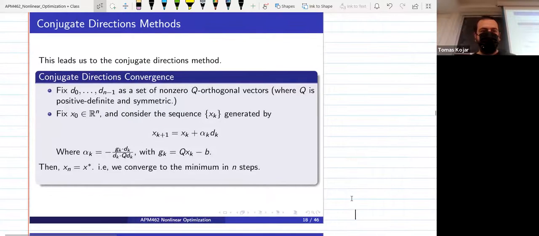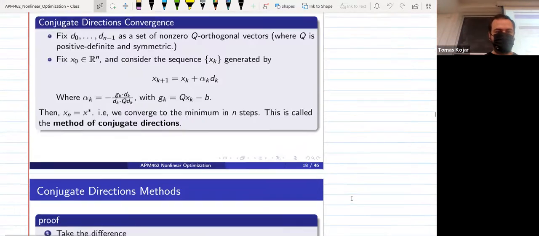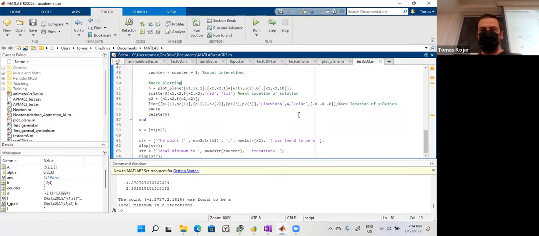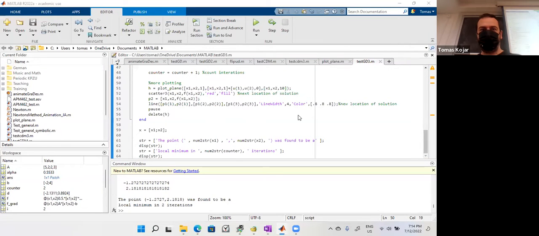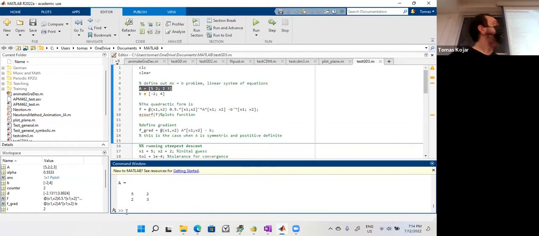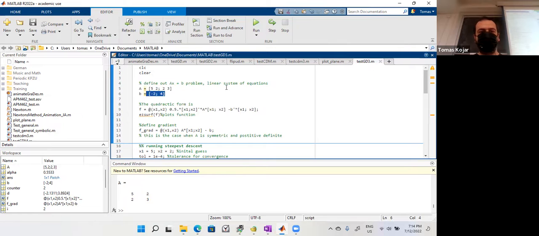So then we will show that this step process converges to the minimum in n steps. All right. Can I simulate now? So first, what's the function? I take my A to be this matrix: 5, 2, 3, 2, 3. And my b to be minus 2, 4. And now I'm going to do gradient descent.